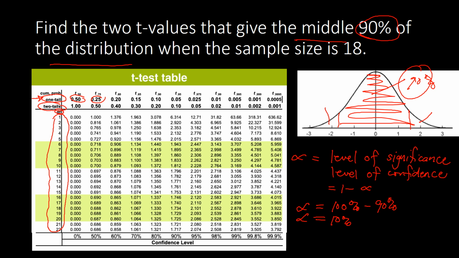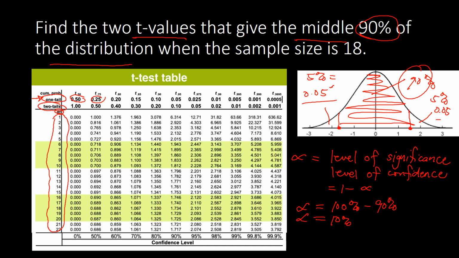And of course, since that is two-tailed, we are going to divide our alpha into 2. So this will be 0.05, or this is 5%, sorry. Or that is 0.05. And of course, this one also is 5%, or this is simply equal to 0.05. Now, this is now our level of significance for the other tail and the level of significance for the other tail. Now, how would we look for these values? So this is now what we are after, finding the t-values that give the middle 90% of the distribution when the sample size is 18.